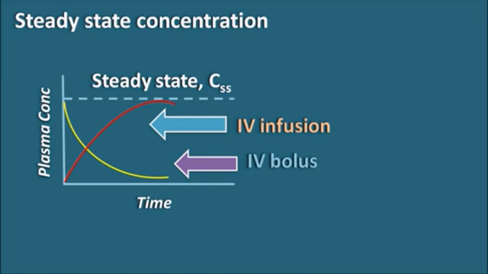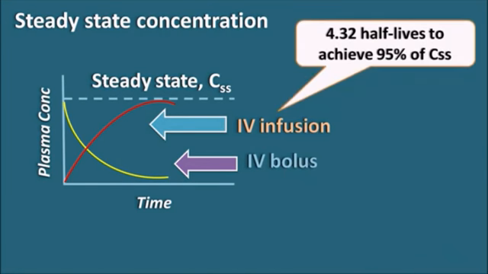So if we give the drug in constant infusion, the steady state can be achieved after a certain time. It will take around 4.32 half-lives to achieve 95% of the CSS. So in this way, the IV bolus or IV infusion alone cannot maintain the steady state concentration from the initial administration. If we give the combination of IV bolus as well as IV infusion, then we can maintain the CSS from the starting.